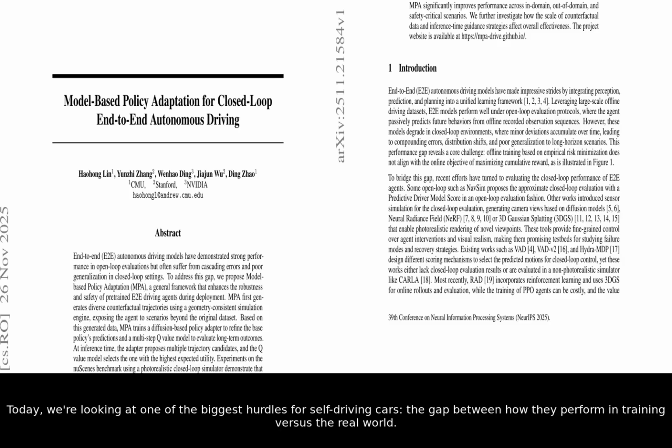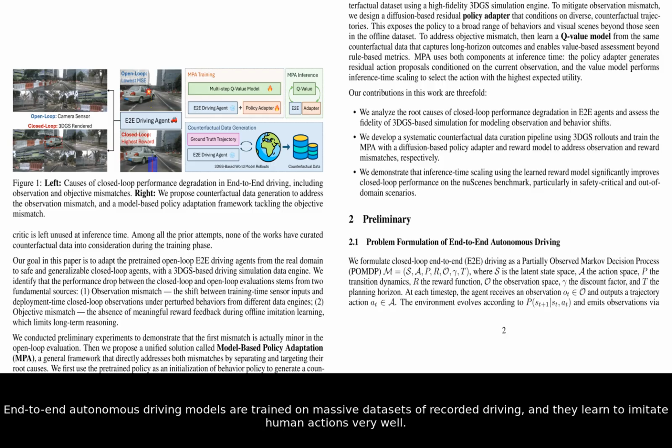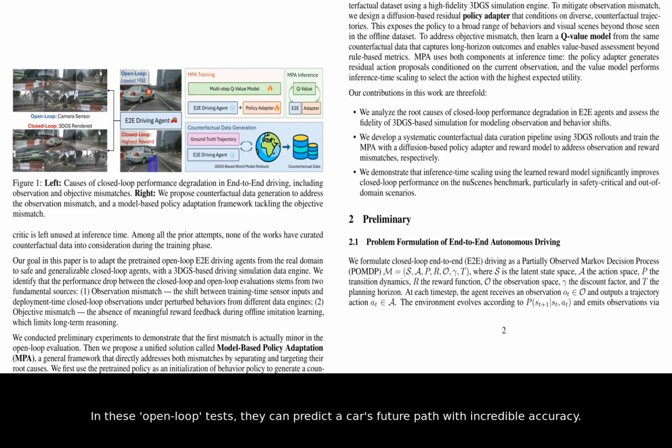Today, we're looking at one of the biggest hurdles for self-driving cars, the gap between how they perform in training versus the real world. End-to-end autonomous driving models are trained on massive datasets of recorded driving, and they learn to imitate human actions very well. In these open-loop tests, they can predict a car's future path with incredible accuracy.